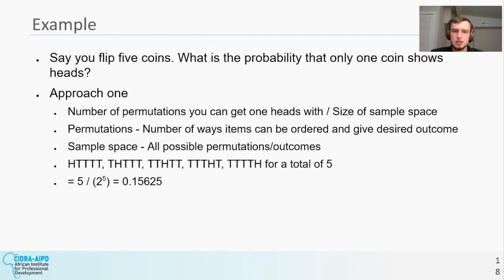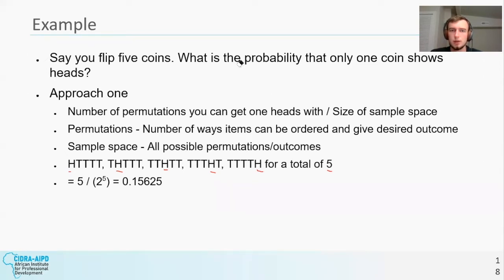Permutations is the number of ways things can be ordered to give you the desired outcome. In our example here, we want one heads. So we can have heads on the first flip, heads on the second flip and tails on the rest, heads on the third flip and tails on the rest, so on and so forth. So there are 5 possible permutations in our sample space of all possible flips and all possible orderings of those flips within the coins. For the size of our sample space, each coin has 2 possible outcomes, and there are 5 coins being flipped. So the number of possible outcomes is 2 to the 5th, which is 32.